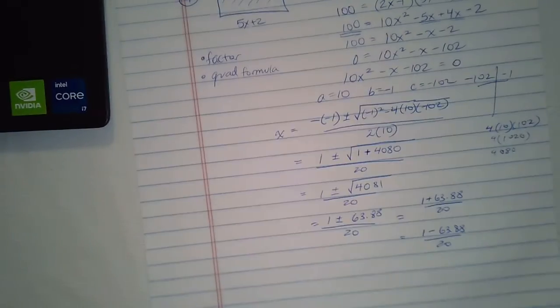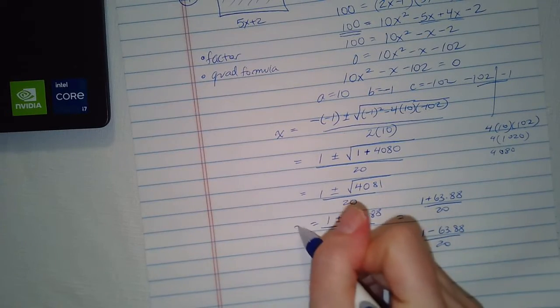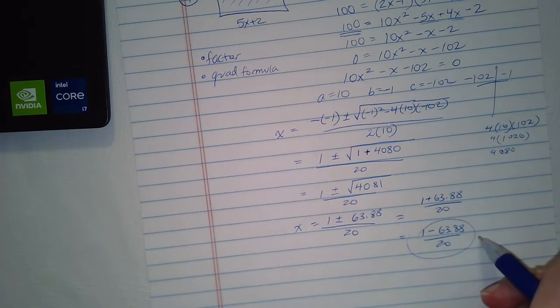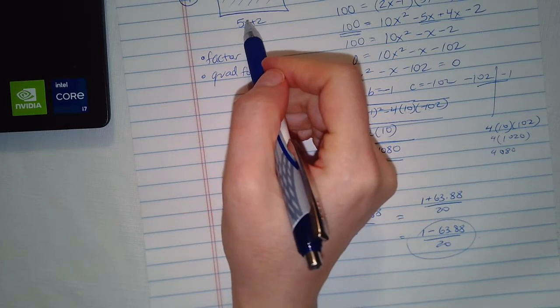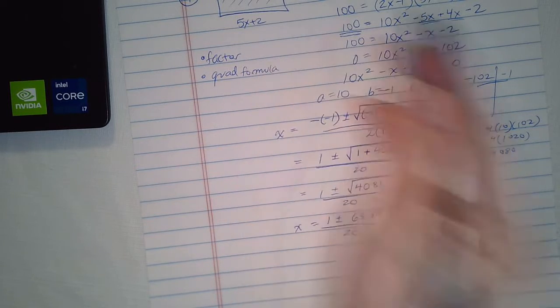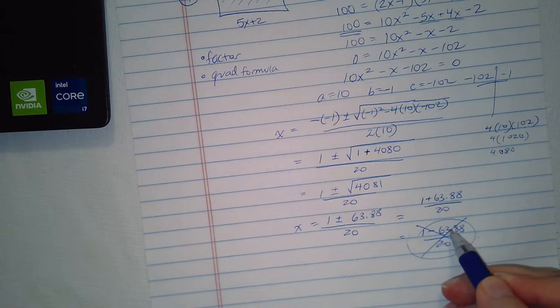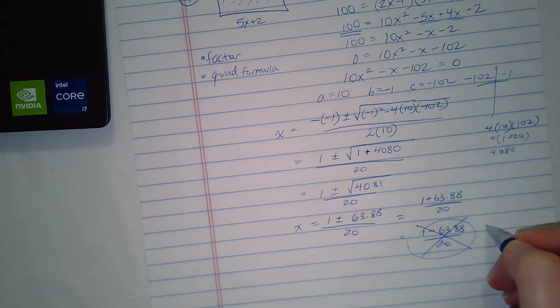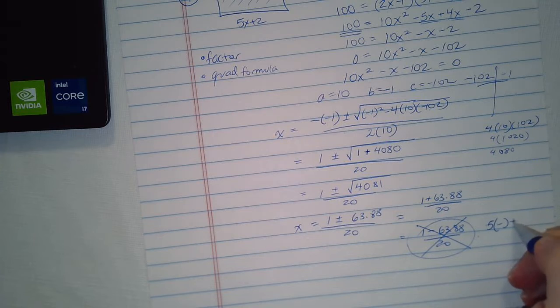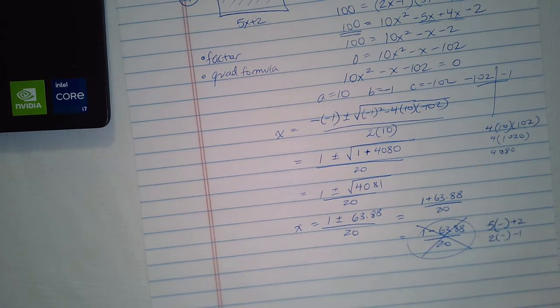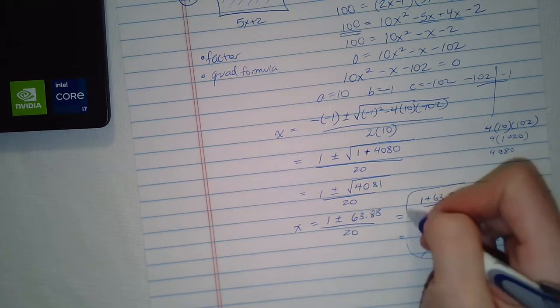Okay, and I want to draw your attention to the following idea. If I do x equals this one, it's going to be a negative number. I can't possibly have a negative length or a negative width. So this answer is going to be useless. 1 minus a big positive is going to be a negative number. We can't have a negative, right? 5 times a negative plus 2 wouldn't work for length, and 2 times a negative minus 1 wouldn't work for width either. So this is our only answer.